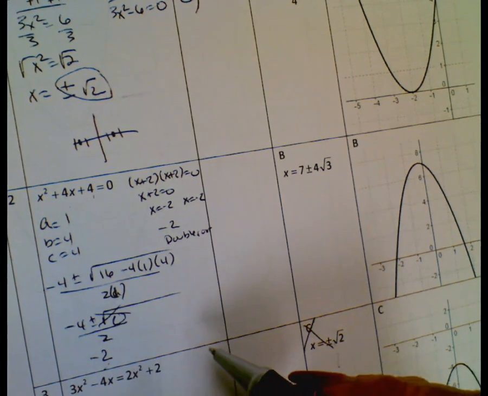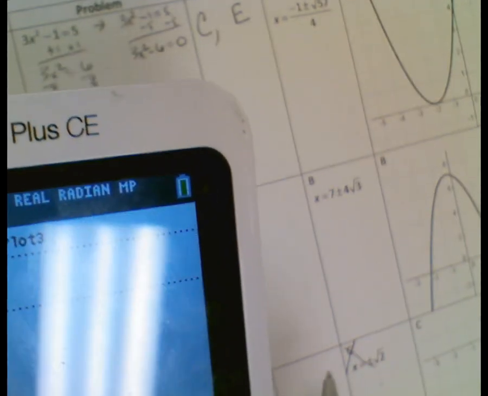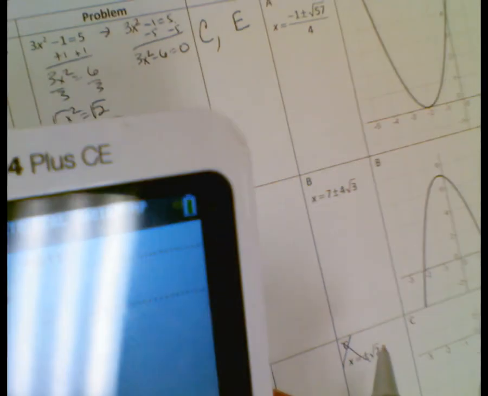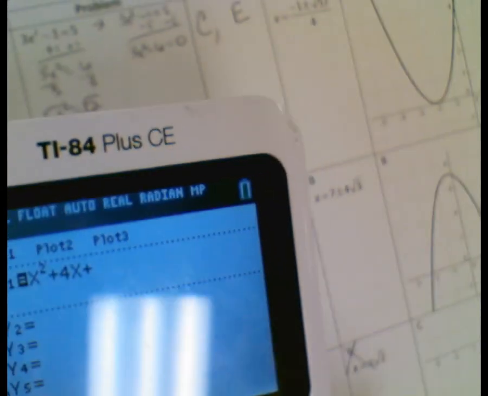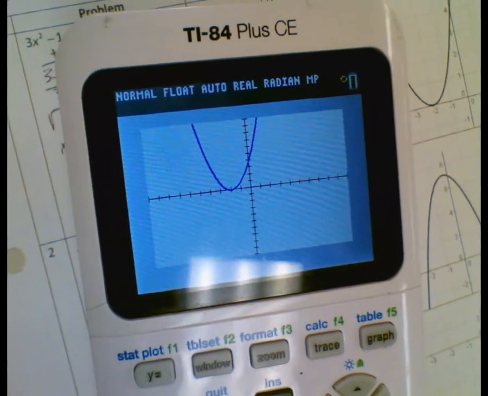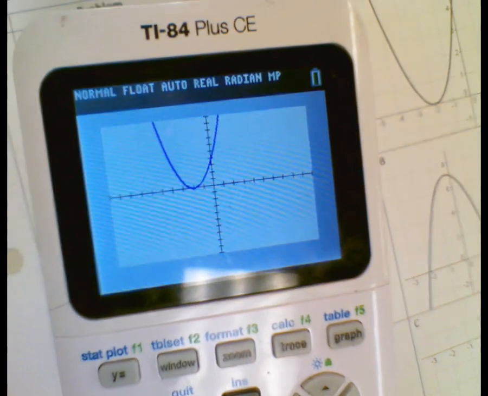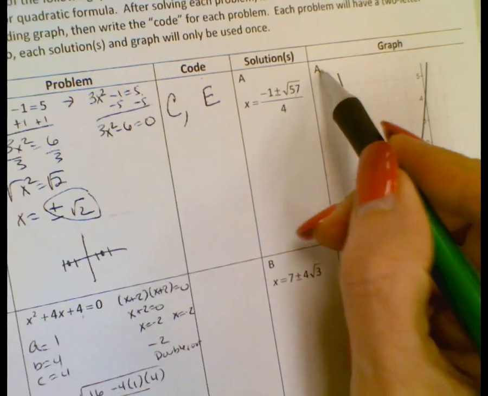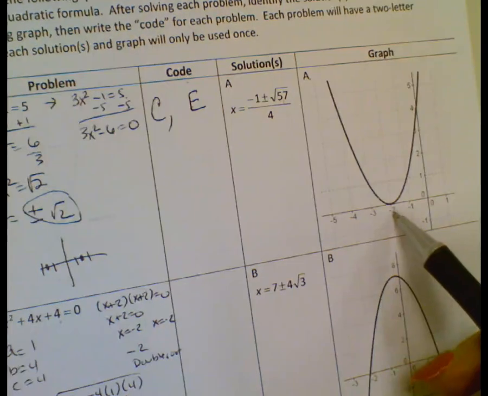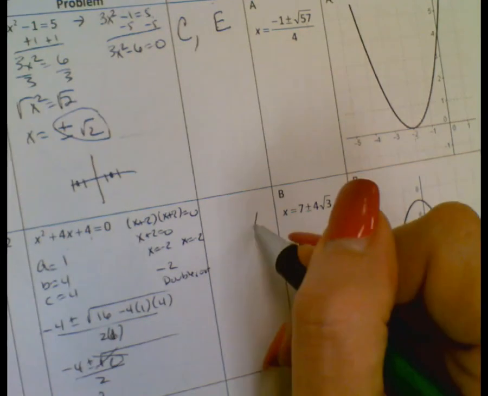So what does a graph look like when it's a double root? You can punch this in. X squared plus 4x plus 4. Graph. Negative 2 double root means it's going to hit the negative 2 but not go through it. It's going to touch the negative 2 on the x-axis and bounce off. So that graph is A. It's right here. You see that? Negative 2 bouncy. Doesn't go through, just hits negative 2 and bounces off. So this graph is A.